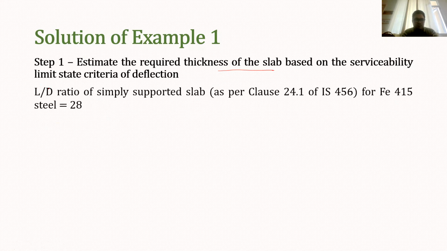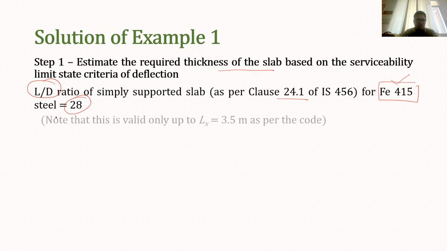That is the L by D ratio for simply supported slab as per clause 24.1. We have seen this clause for Fe 415 because we are using Fe 415. So here the ratio which is given in the IS code will be multiplied by 0.8, and by multiplying 0.8 we get the ratio as 28. So using this we will be estimating the depth.